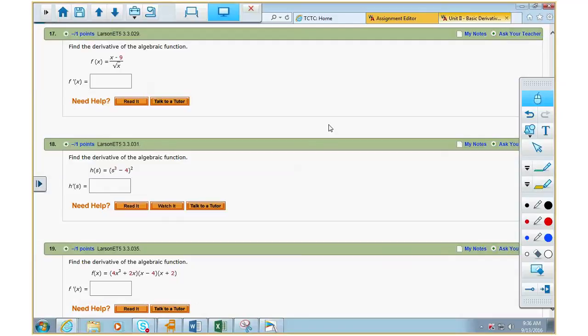I'm gonna do that one probably with the product rule. You could do the quotient rule, that would get rid of the square root on the bottom. Yeah, we'll do it both ways. It's short, we'll do it both ways.